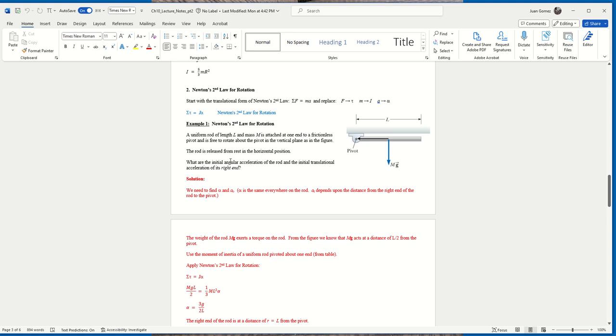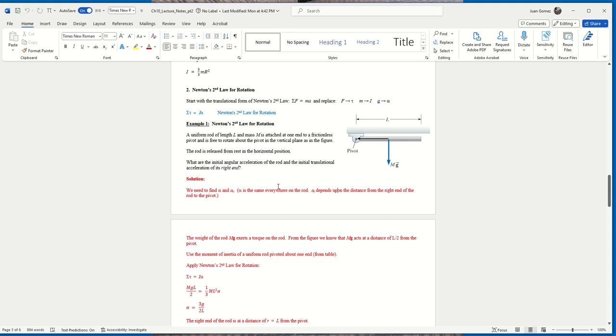And I want to know what is the angular acceleration of the rod, and I want to know the initial translational acceleration of the right end. So I want to know alpha and a_t. And remember, alpha is the same everywhere on the rod, no matter where the points are located relative to the pivot. It could be a point on the right end, a point in the middle, a point over here. Every point on the rod will have the same alpha.